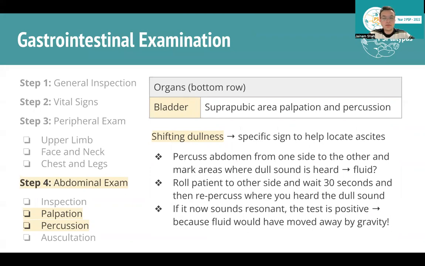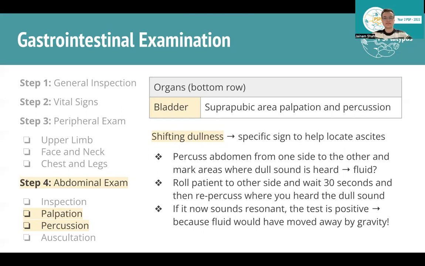When you percuss it, though, you might be able to hear some high-pitched sound just because you've got a lot of fluid in that area. And then finally, shifting dullness is this very specific sign to locate ascites, which is basically, if you think about edema, just abdominal edema.